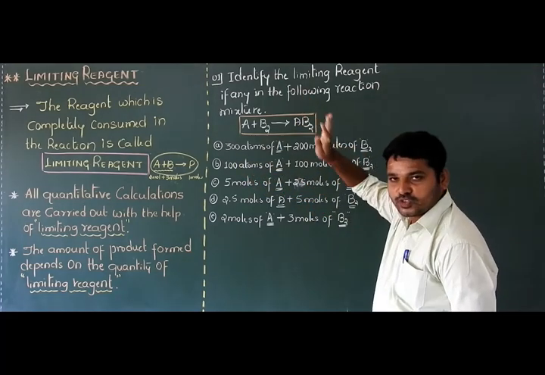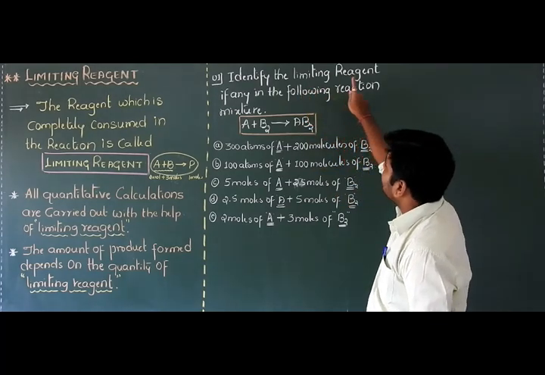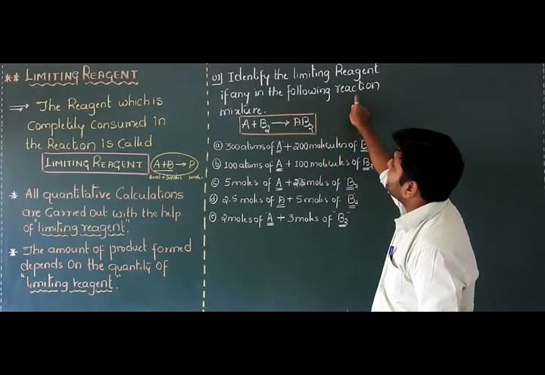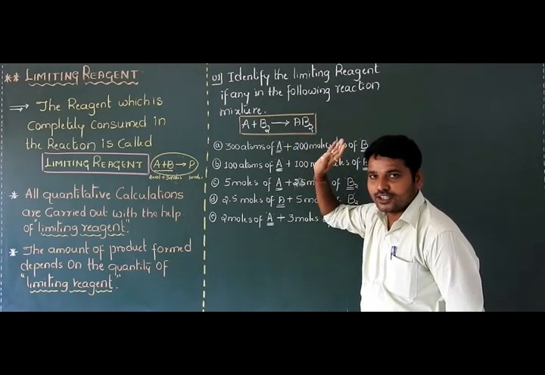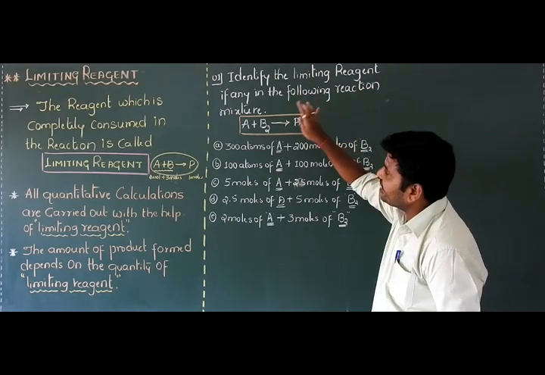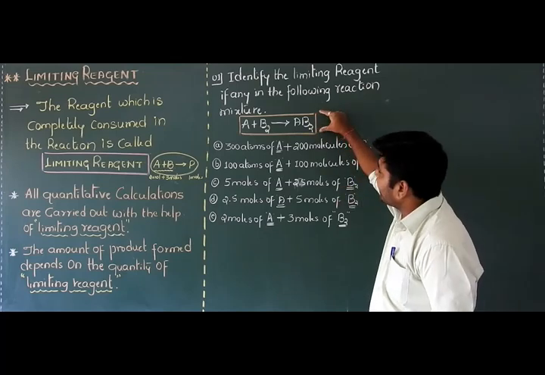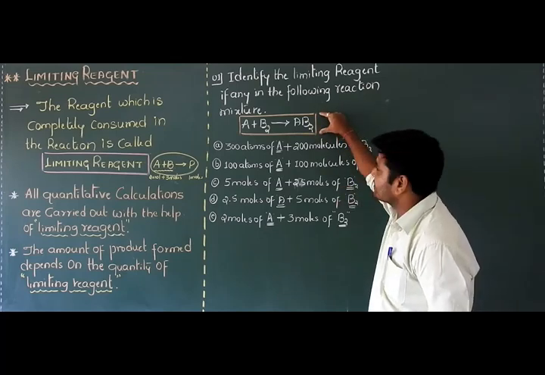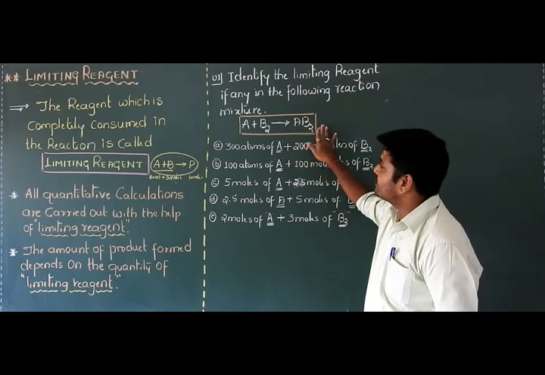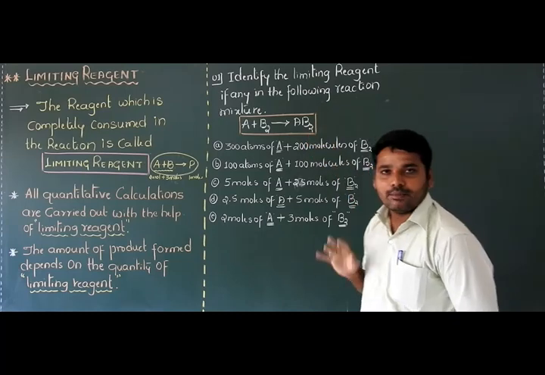Let us start the first problem. Listen to this first problem carefully. Identify the limiting reagent, if any, in the following reaction mixture. The reaction is already given: A plus B2 gives AB2. This is the equation.